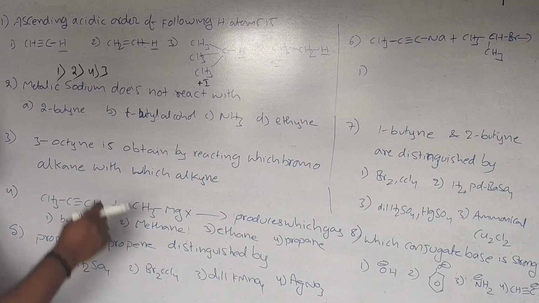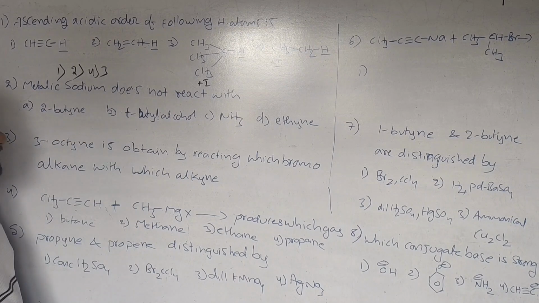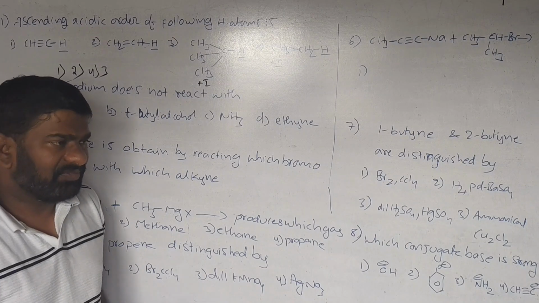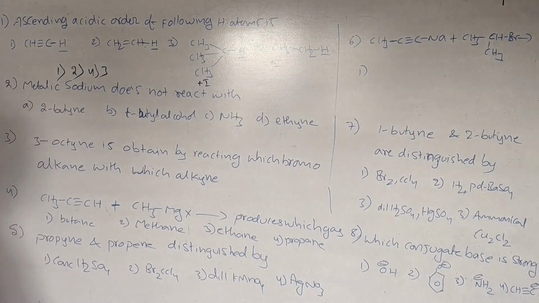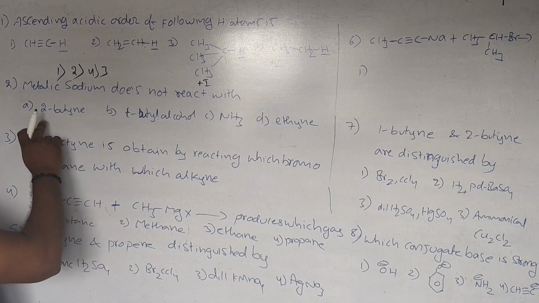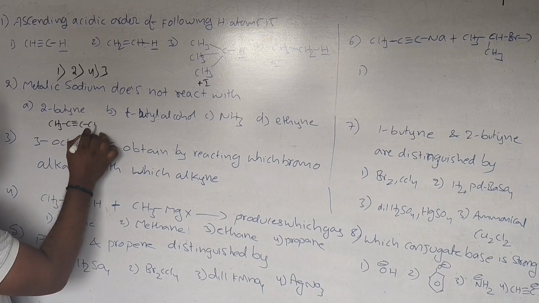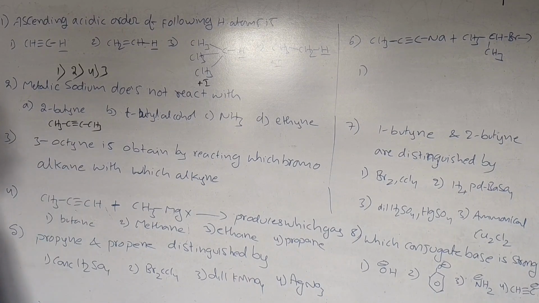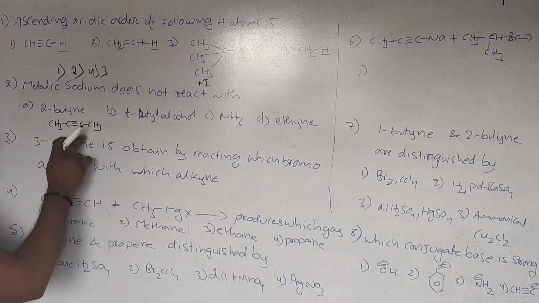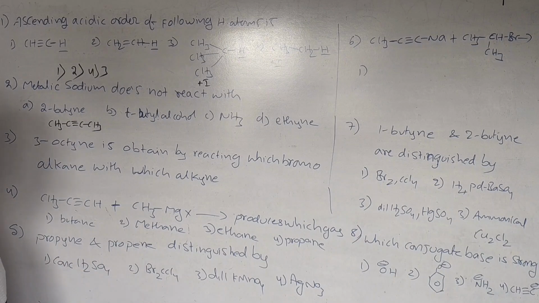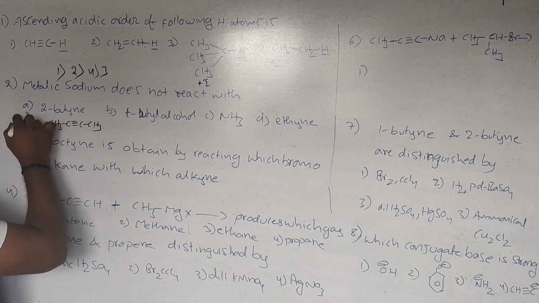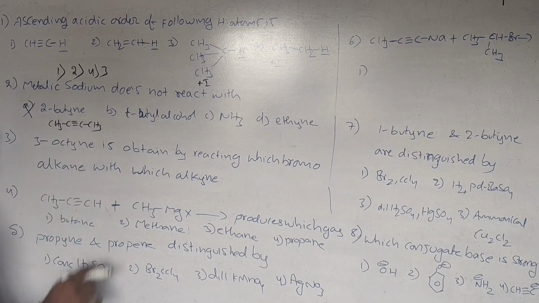Okay. Next, second question. Metallic sodium will react with the weak acids and it will liberate which gas? H2 gas. Here, 2-butyne means CH3 C triple bond CH3. Is any acidic hydrogen there? The 2-butyne has no acidic hydrogen. Acidic hydrogen means hydrogen which is attached to the triple bonded carbon atom. So here no acidic hydrogen, so this will not react with the metallic sodium.